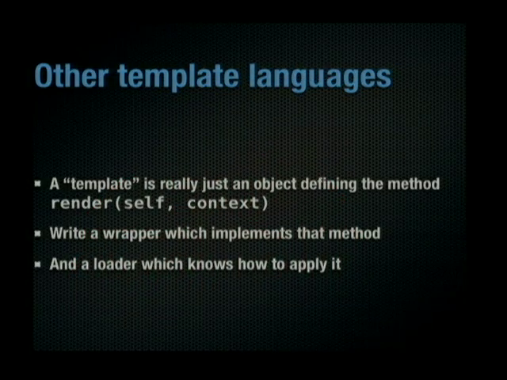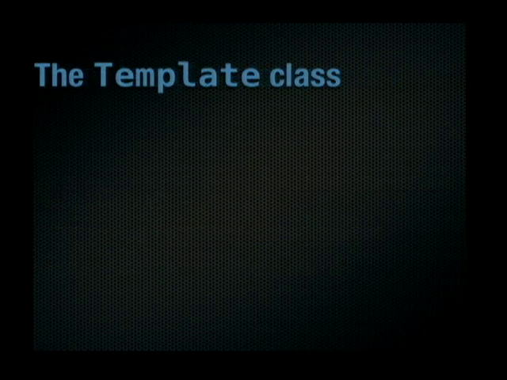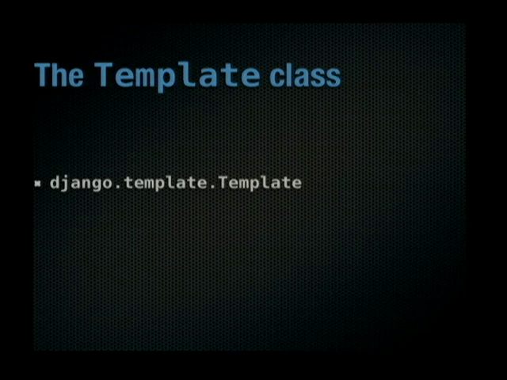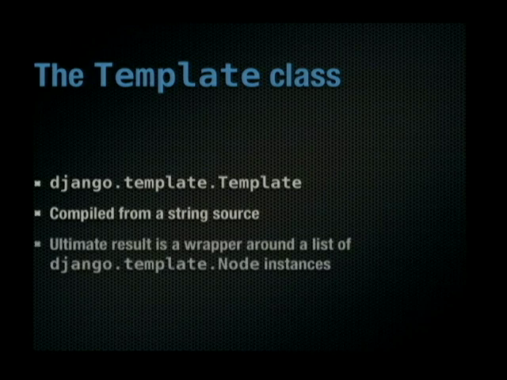This was new in 1.2 or 1.3, I forget which, but is really, really handy for using any sort of other template language. This is covered in the documentation, by the way. If you go into templates, I think on the template API page, it explains how this works and has an example. The template class itself is django.template.Template, compiled usually from a string source. What this is ultimately is a wrapper around a list of template.Node instances, and actually that's a class called NodeList. How many people have written their own custom template tag before?